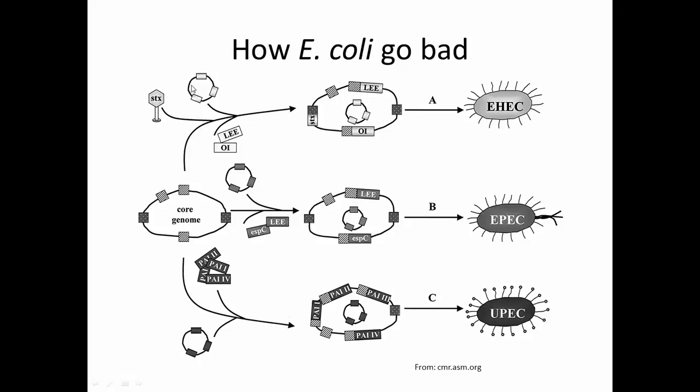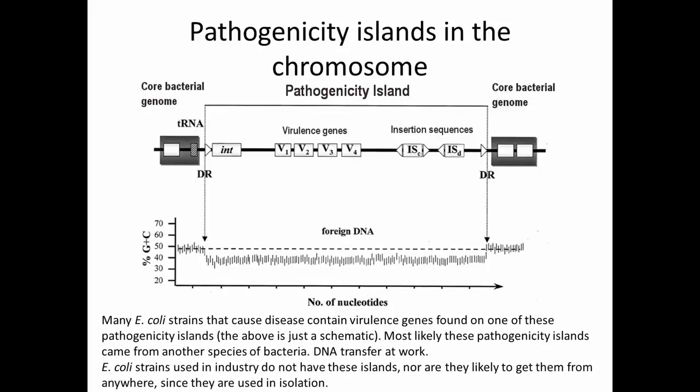Or they can pick up a plasmid from somewhere. They can gather these from different environments, different plasmids. They can pick it up, and they can somehow recombine it into the E. coli genome. And then suddenly they're enteropathogenic, uropathogenic, enterohemorrhagic bacteria that can cause pretty major disease that can potentially kill folks.